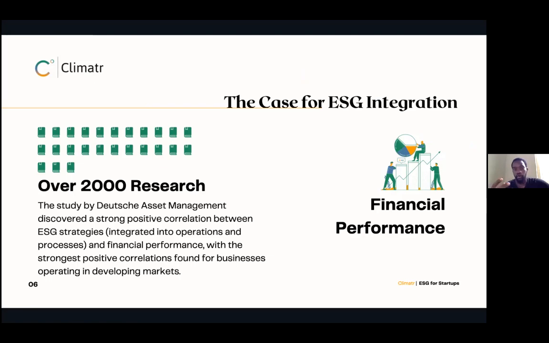And they found out also that the strongest positive correlations were found in businesses that are operating in developing markets. So this says a lot for founders on this call that may be joining in from Asia, from Latin America, from Africa. There's a huge economic advantage that ESG integration really brings to what you do, right? So this is one of the reasons why ESG integration is a key component to what we do. Next slide, please.